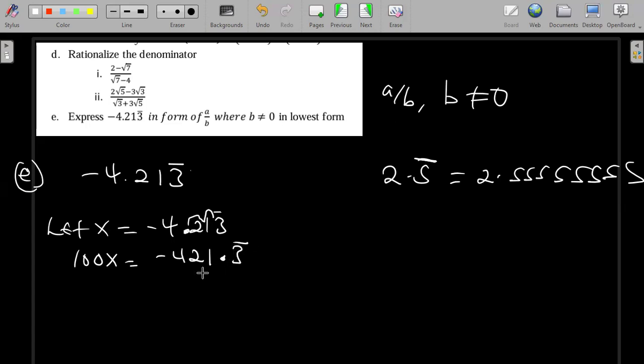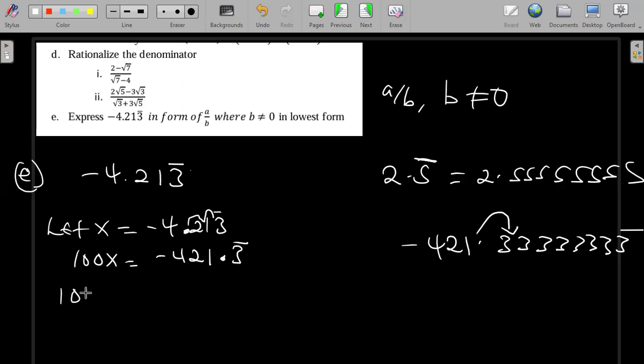Okay, and then from there, I also want to move this point again, such that after the decimal point I have the one that is repeating again. This number here, if I write it without the bar, is the same as this until forever. So if this is my 100x, and I move this point one more time, I'll have to add a 0 to this 100. So it will be 1000x is equal to minus 421.3 bar.